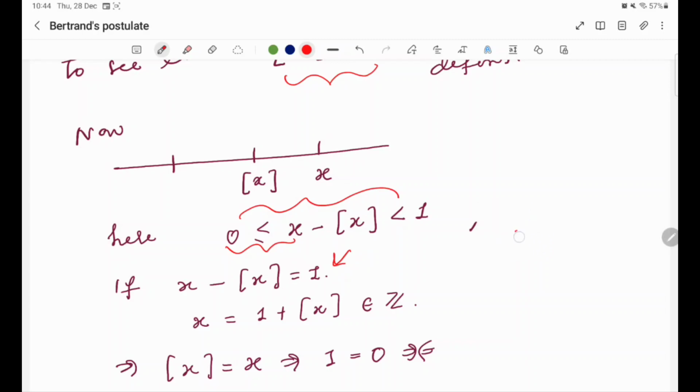Could it be greater than 1? If it is greater than 1, that means x is greater than box x plus 1, and that won't happen. First we prove it is strictly less than 1, right?